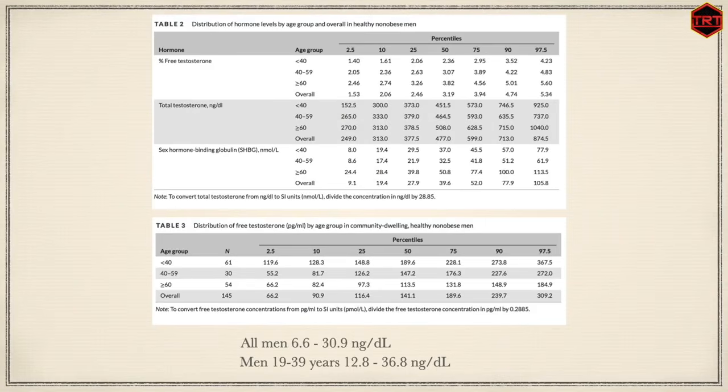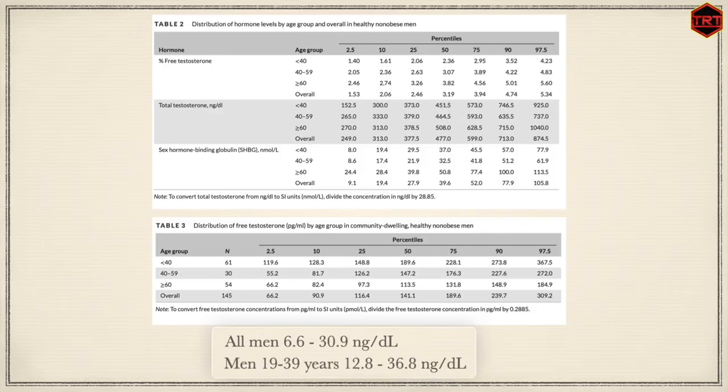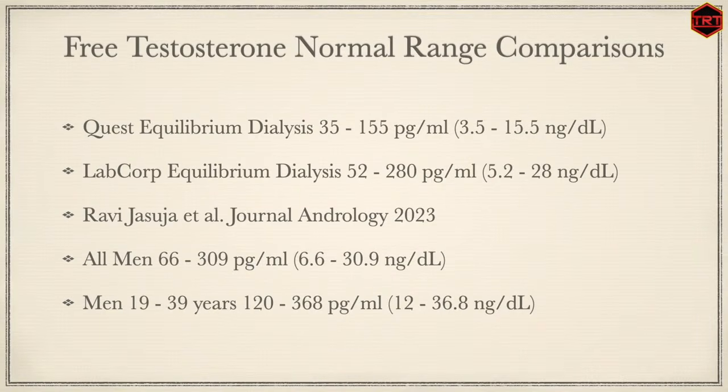Utilizing the 2.5th and 97.5th percentiles, the reference interval for free testosterone in all men was 66 to 309 picograms per milliliter, and for men 19 to 39 years of age, it was 120 to 368 picograms per milliliter. Or for all men, it was 6.6 to 30.9 nanograms per deciliter. In men 19 to 39 years of age, it was 12.8 to 36.8 nanograms per deciliter. Let's now compare the free testosterone ranges.